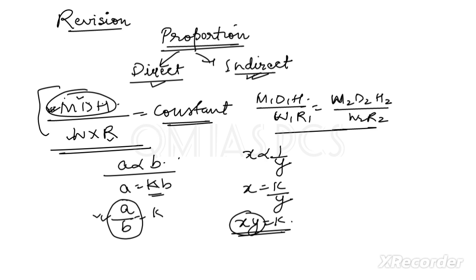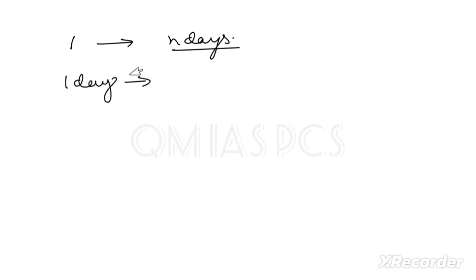Then the next thing we have to understand is efficiency. What is efficiency? If one person is completing a work in n days, that is, one work is done in n days, so in one day, how many work is done? Think a little. In n days, one complete work is done. So in one day, it should be 1 by n.